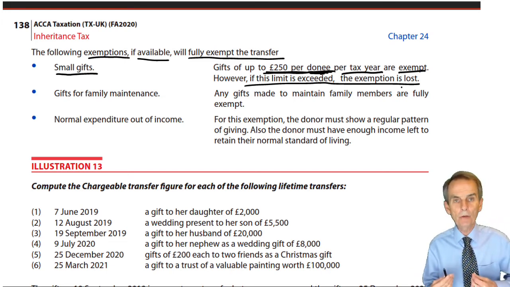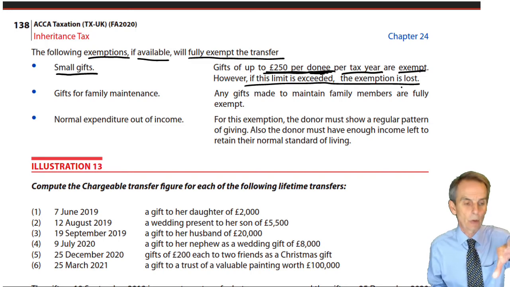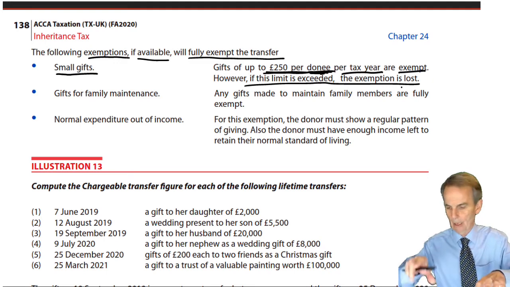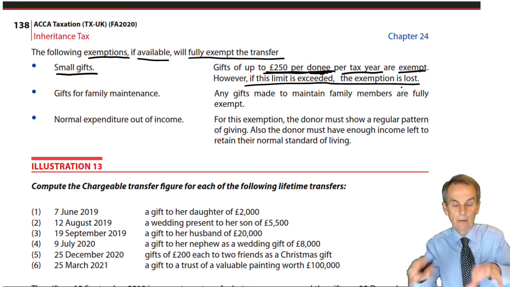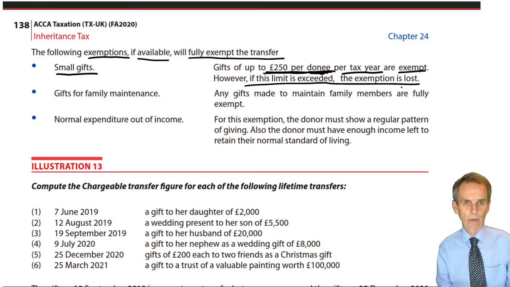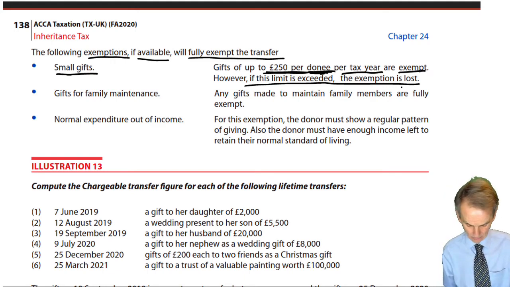But if you go over an aggregate total to one person in a tax year of £250, then all of those transfers are affected. If it was £200 in June and £100 in December, £200 for the birthday, £100 for Christmas or whatever it might be, then neither of those are covered by the small gift exemption because the aggregate for the tax year has exceeded £250. So with these, it's all or nothing. Either that gift is exempt or it is not. There's no deduction of £250 from whatever the gift may have amounted to.